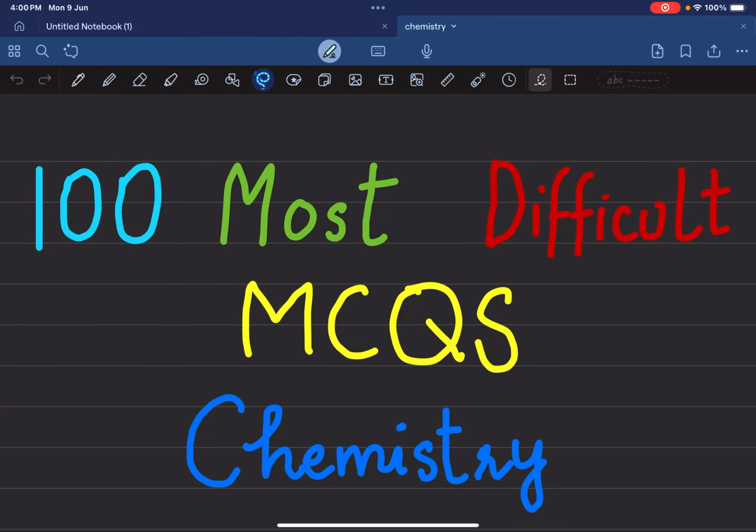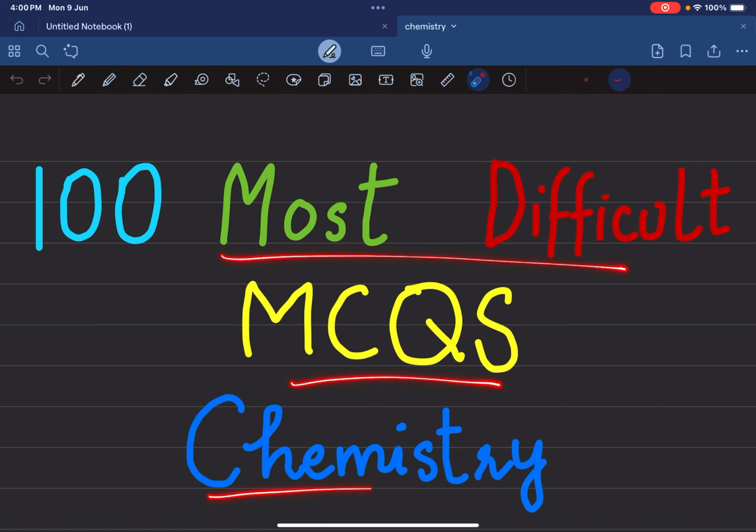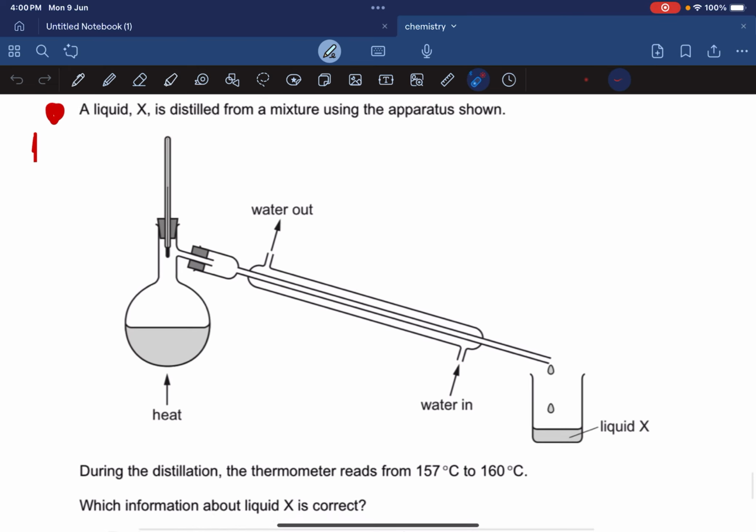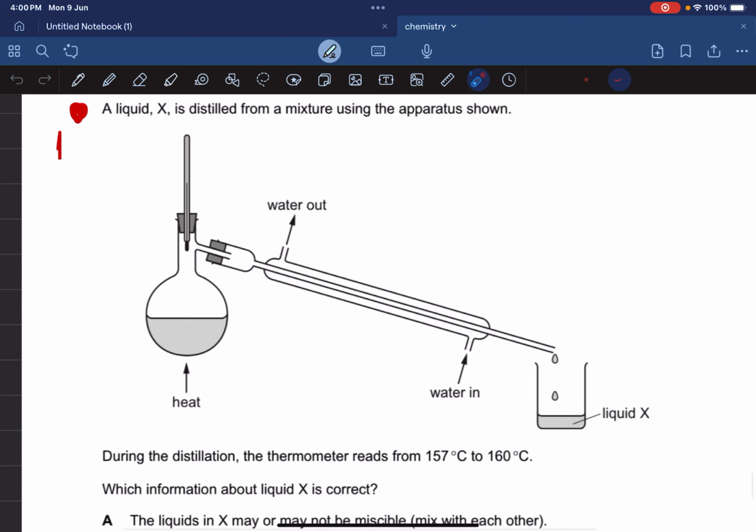So today we are going to be solving the 100 most difficult MCQs of O-levels and IGCSE chemistry, and these are from the past 5-10 years. I had to solve tons and tons of papers to figure out the difficult MCQs, and it took a lot of time. I had to solve the papers myself to figure out what was challenging. So let's get started with the first MCQ.